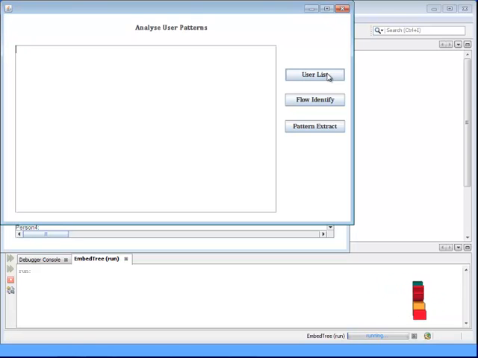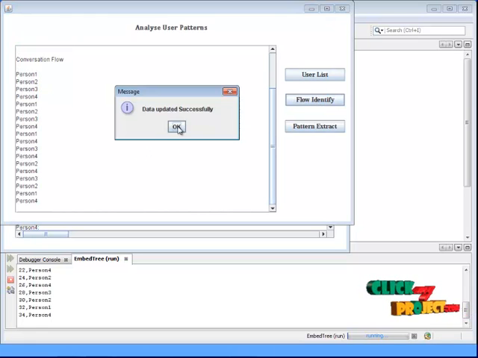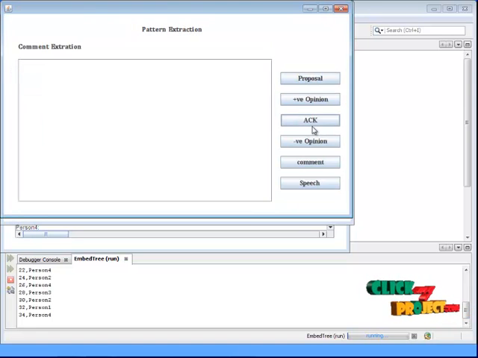First, we have to extract the dataset. In this, we are getting the users who interact in the meeting. After that, the flow will be identified for that. This is our flow for this meeting process. Then the pattern will be extracted first.